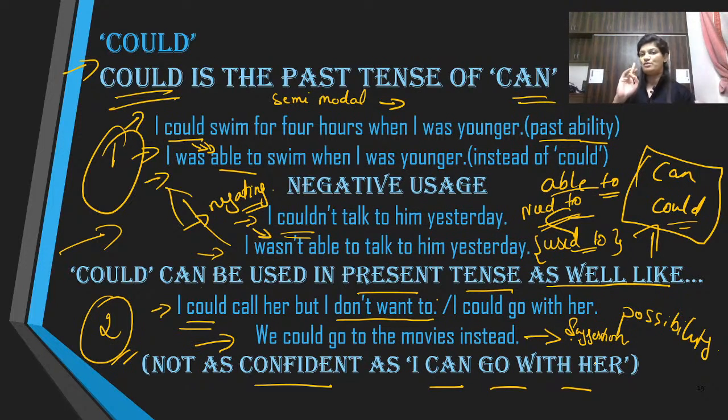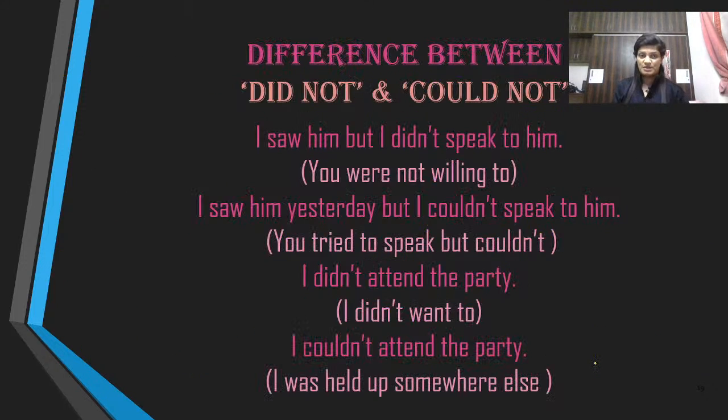I hope this is clear. We use could in both present and past situations. You need to be able to understand when it is past and when it is present.